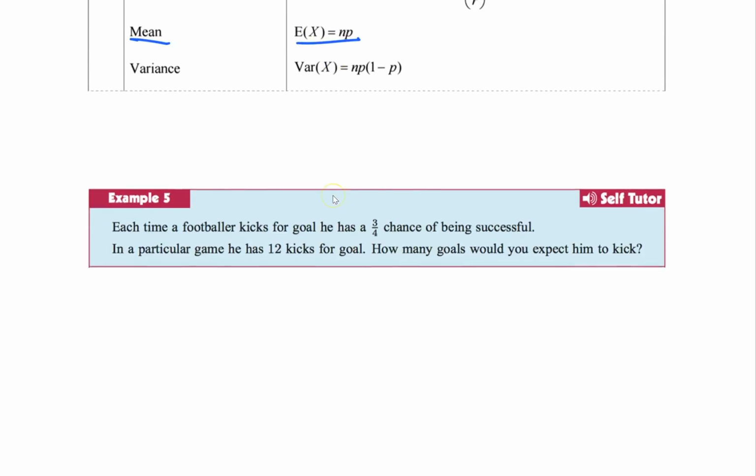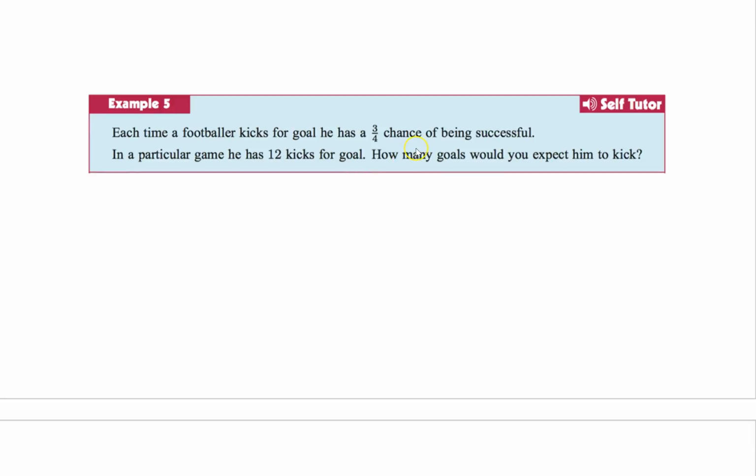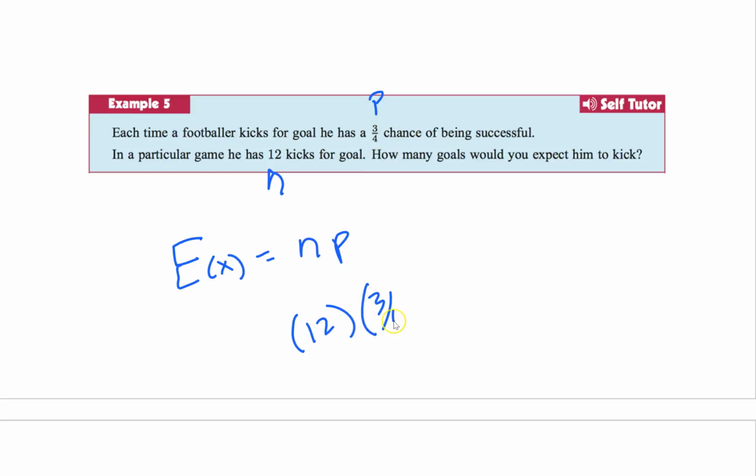Now let's do an example. Each time a footballer kicks for a goal, he has a 3/4 chance of being successful. That sounds like a probability. In a particular game, he has 12 kicks on goal. So that's the number of kicks I have on goal. How many goals do we expect him to kick? So again, same idea. My expected value, here's a symbol for it. There are 2 formulas really, but I don't have a table. All I have is 2 numbers. So it's n times p. Just the number of times he's going to kick it times the probability he makes it every single time. You get 36 over 4, or 9.